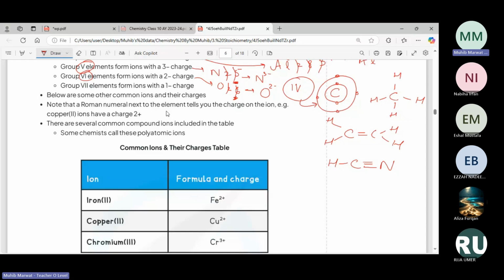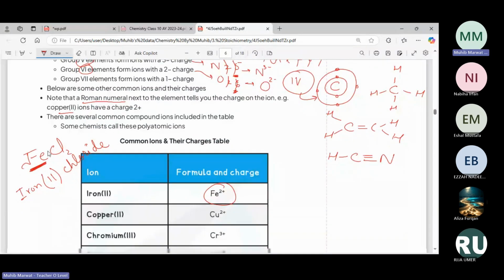In case of transition elements, for example copper, we will be using a Roman numeral next to the name of the element. For example, if you are going to write FeCl2, iron chloride, then its name will be written like that, iron(II) chloride, which means in this molecule, iron is showing +2 oxidation state, right? Because transition elements can show variable oxidation states. It can show +3 oxidation state as well, but in this molecule, it is showing +2 oxidation state.